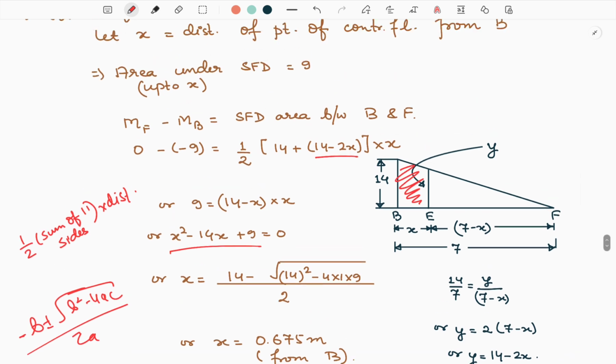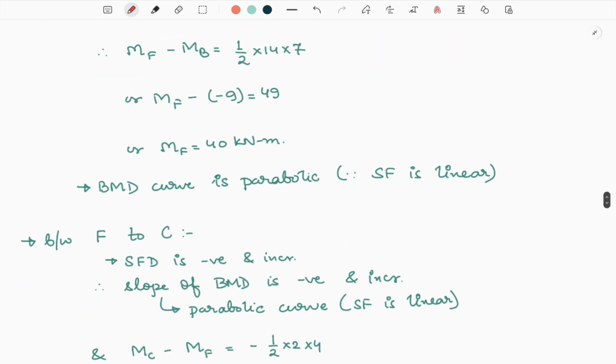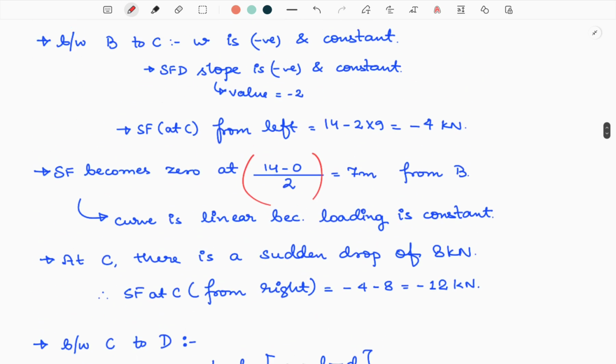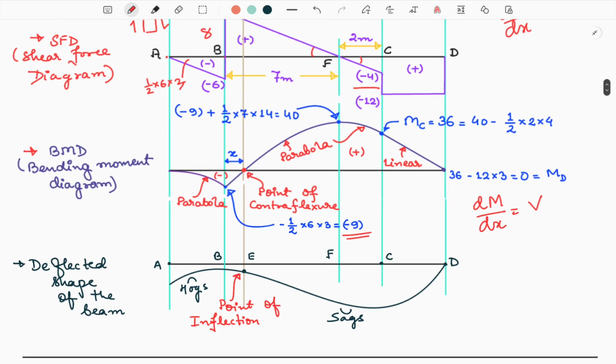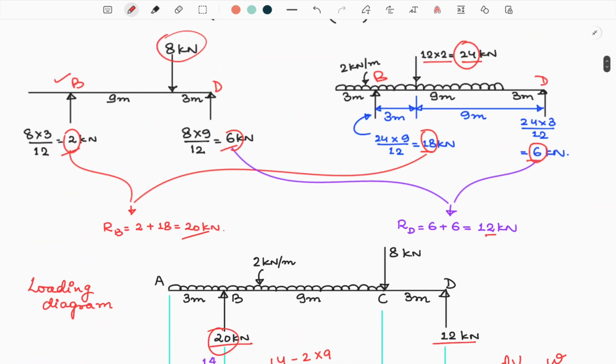So this is how you can calculate point of contraflexure value, and this is how we have drawn shear force diagram and bending moment diagram for the given loading.